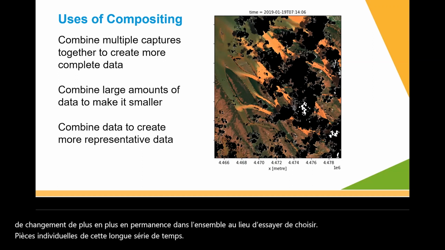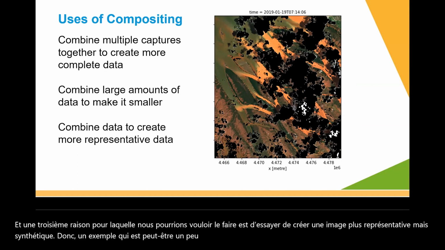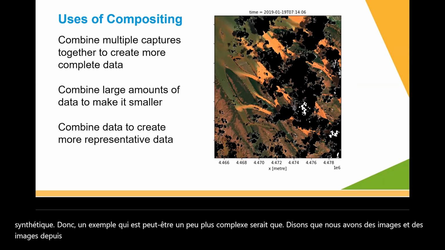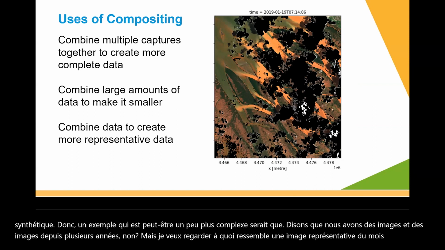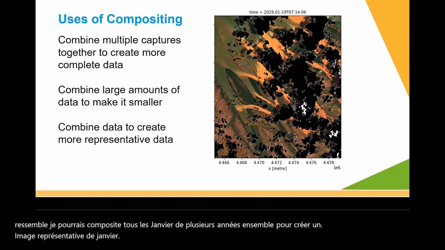A third reason we might want to do this is to create a more representative but synthetic image. One example that's a little more complex: let's say we have satellite images from multiple years, but I want to look at what a representative image of the month of January looks like. I could composite all of the Januaries from multiple years together to create a representative January image.